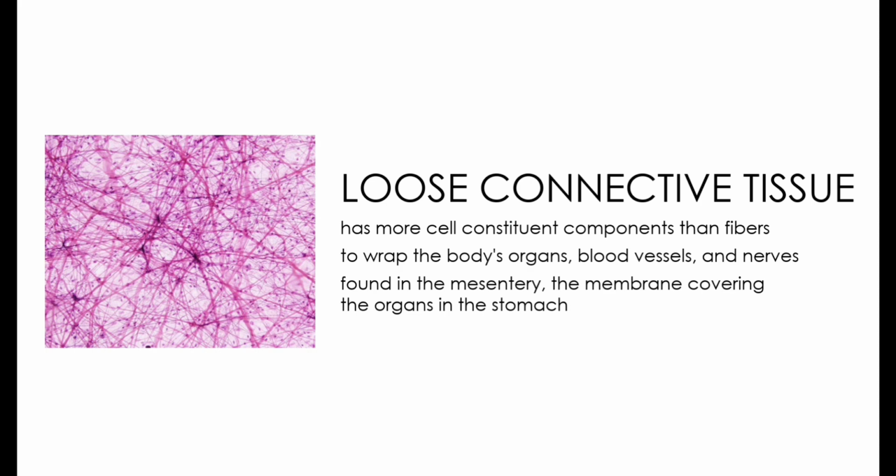Loose connective tissue has more cell components than fibers. Loose connective tissue functions to wrap the body organs, like blood vessels and nerves, and is found in the mesentery and membranes covering the organs in the stomach.